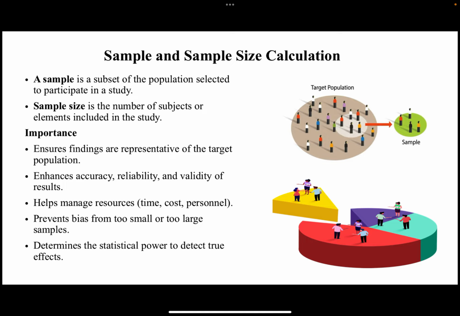What is the importance? Now, it ensures findings are representative of the target population. It enhances accuracy, reliability, and validity of results. It helps manage resources, time, cost, personnel. It prevents bias from too small or too large samples. It determines the statistical power to detect true effects.